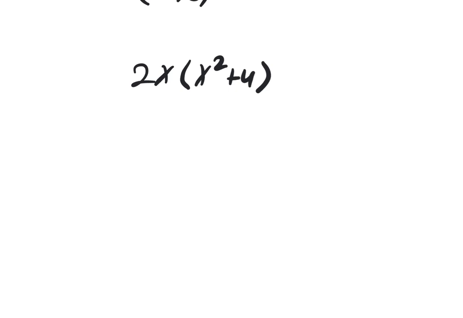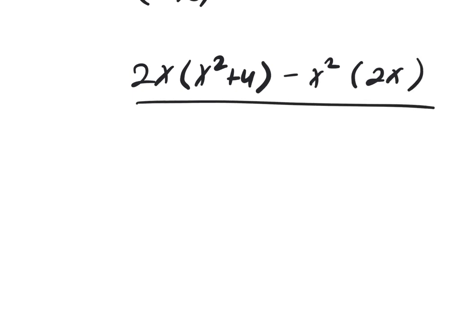Now use the original numerator. First we must subtract though. Use the original numerator and then multiply it by the derivative of the denominator, which in this case is 2x. And then put it all over the original denominator squared.